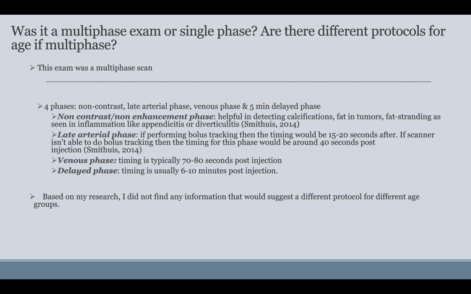And lastly, the delayed phase, the timing could be anywhere from 6 to 10 minutes post-injection. And this can also be called the washout phase or the equilibrium phase. And this phase shows the washout of the contrast in all abdominal structures except for fibrotic tissue.